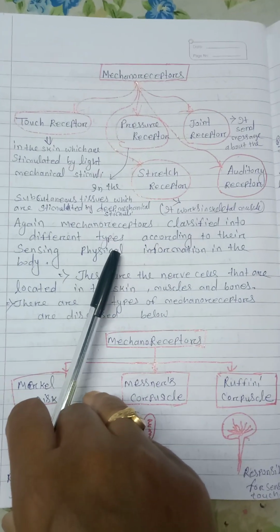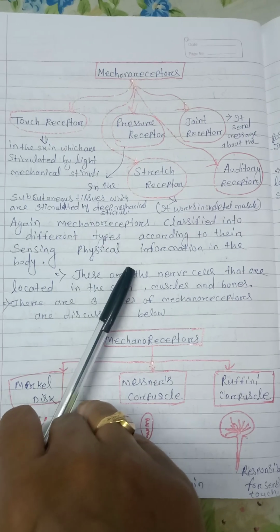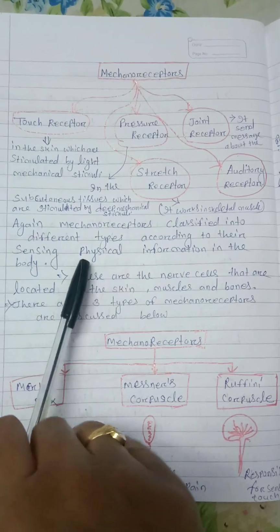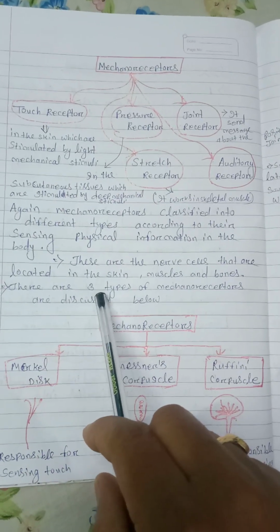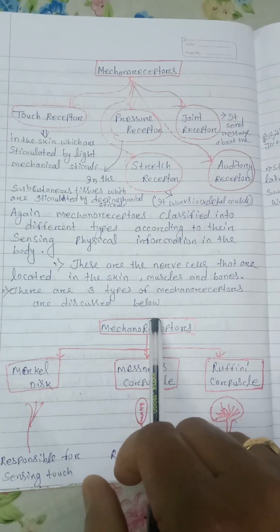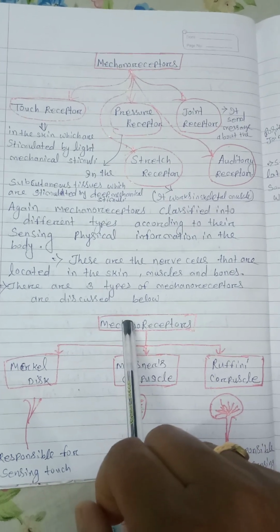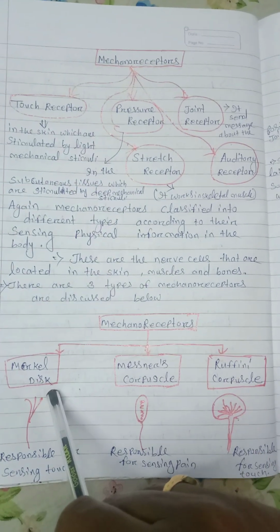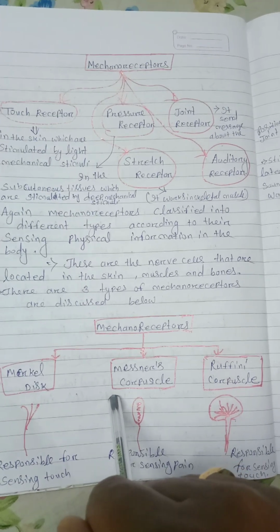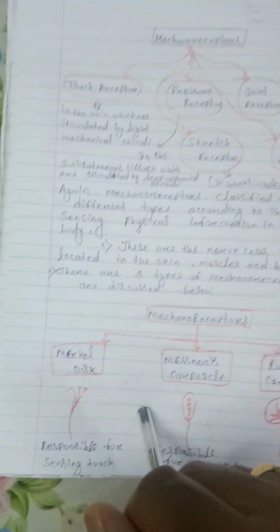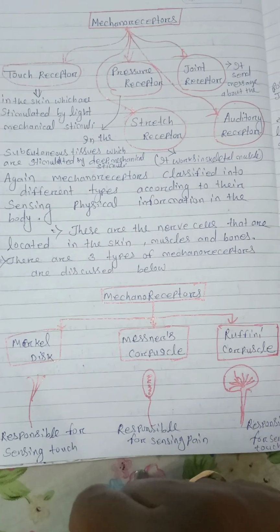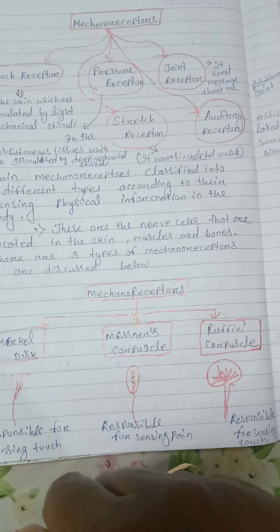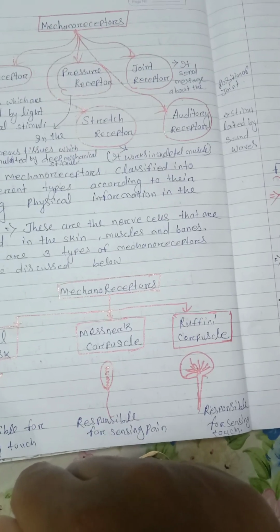Again, mechanoreceptors are classified into different types according to their sensing of physical information in the body. These are the nerve cells that are located in the skin, muscles and bones. There are three types of mechanoreceptors discussed below. These are Merkel discs, Meissner's corpuscle, Ruffini corpuscle. Merkel discs are responsible for sensing touch, Meissner's corpuscle responsible for sensing pain, Ruffini corpuscle responsible for sensing touch.